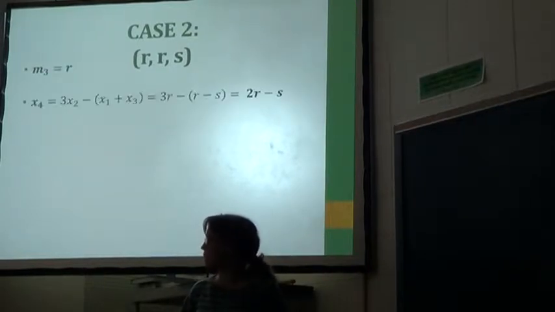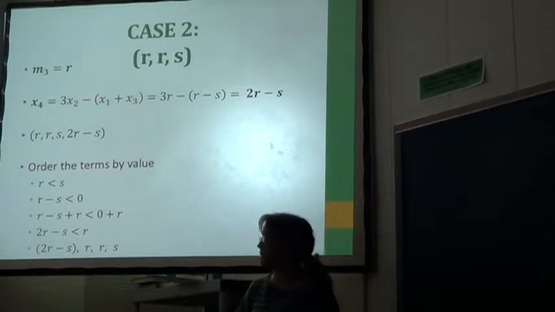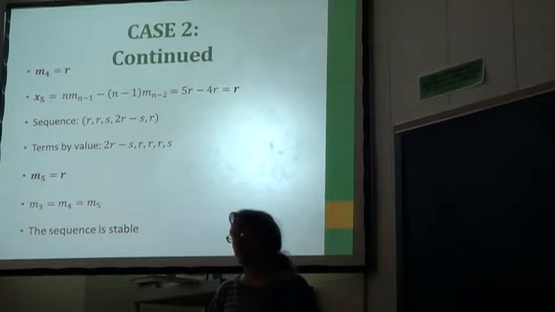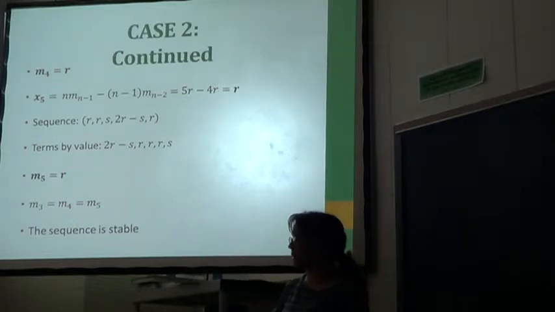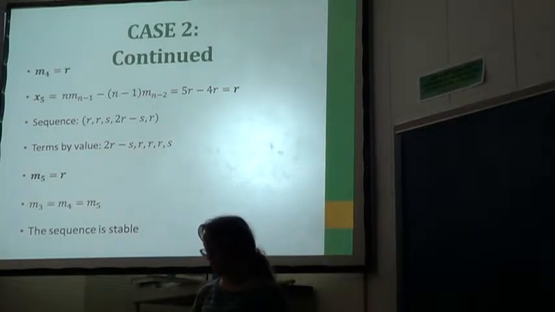Case 2 is when the first 2 are equal. We identify the median to be R, solve for the fourth element, put it in our set, and order it by value. We find the median. The median is going to be R. Find the fifth element, order it by value, find the fifth median, and we see that we have 3 medians in a row and the sequence is stable.